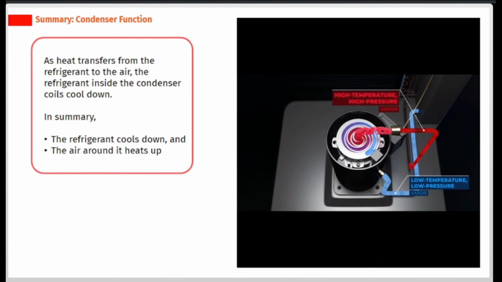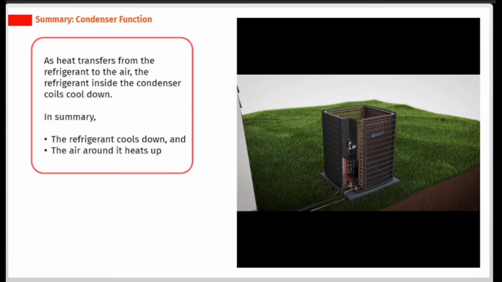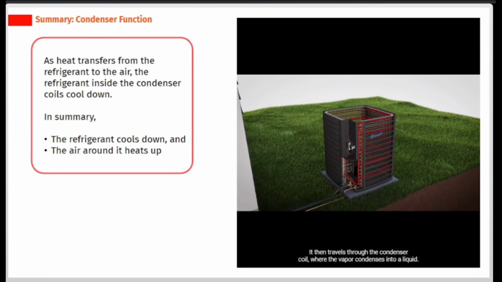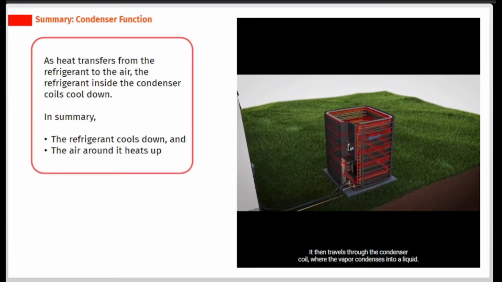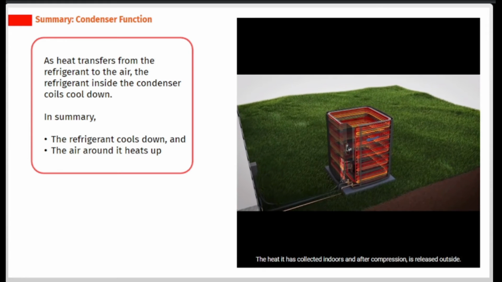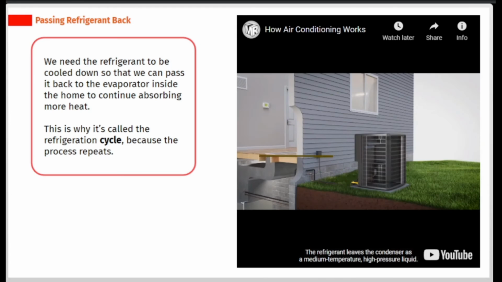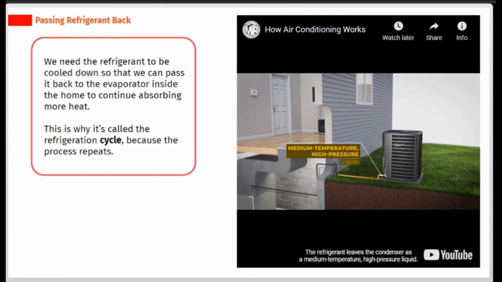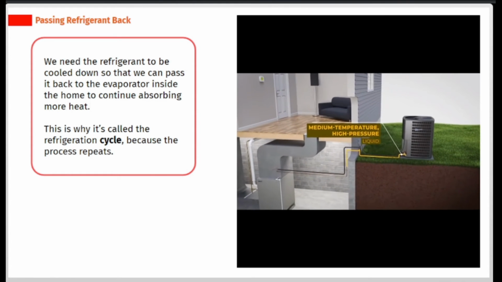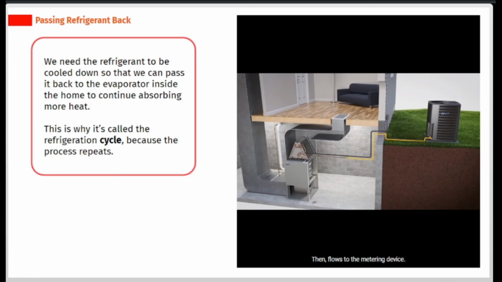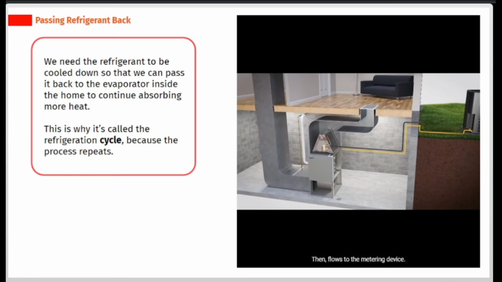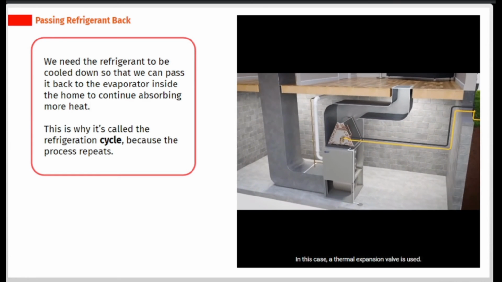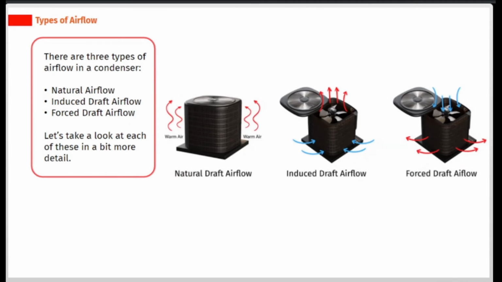As heat transfers from the refrigerant to the air, the refrigerant inside the condenser coils cools down. In summary, the refrigerant cools down, and the air around it heats up. We need the refrigerant to be cooled down so that we can pass it back to the evaporator inside the home to continue absorbing more heat. This is why it's called the refrigeration cycle, because the process repeats.